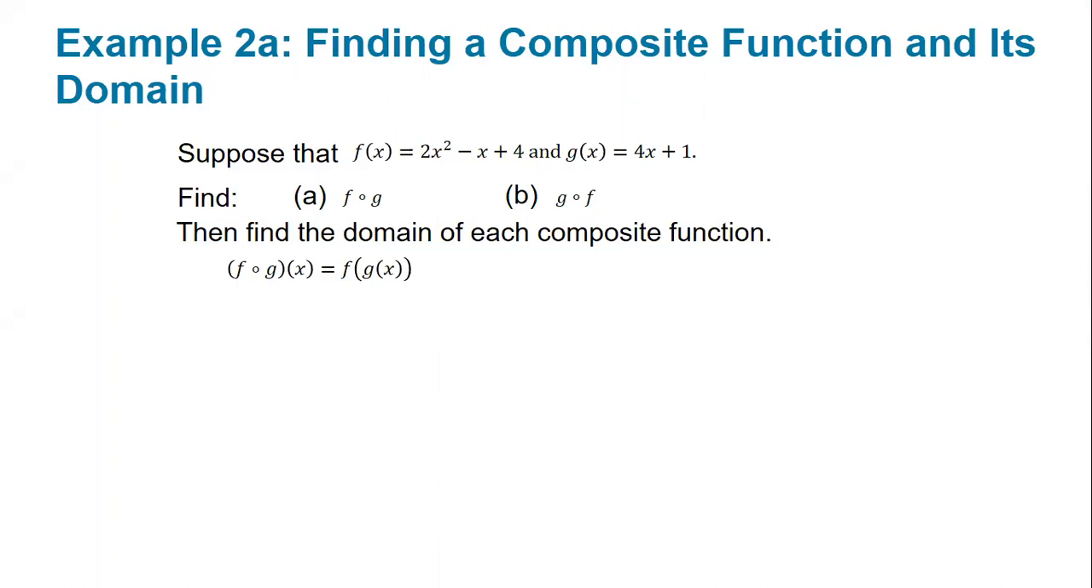All right, so here we go. Finding a composite function and its domain. The first thing we're going to do is read it and then go from there. It says f of x equals 2x squared minus x plus 4, and g of x equals 4x plus 1. Are those two functions that we have dealt with before? Yes, f of x is a quadratic and g of x is a linear. Agreed?